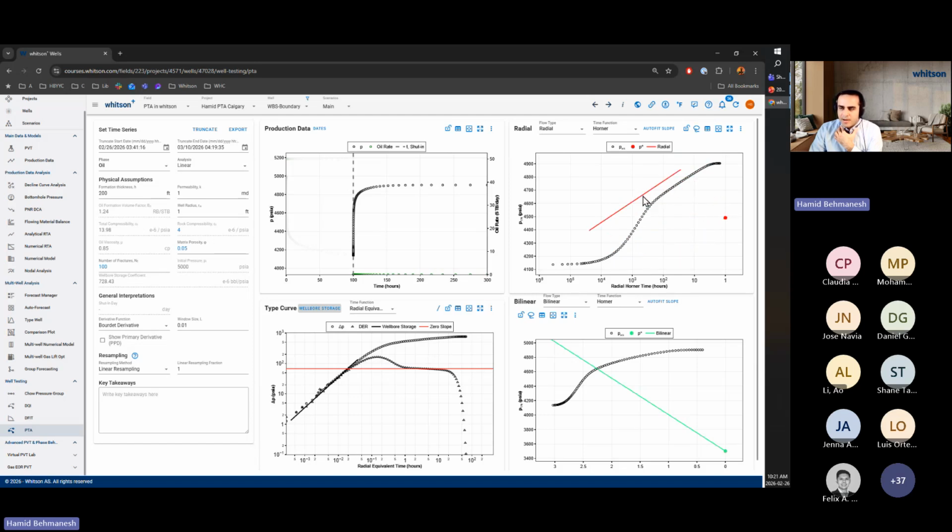So if I move it over here, it doesn't change. But if I change the slope, it also changes correspondingly. So this is how these two are connected. We can do the analysis both on the derivative and on the data.